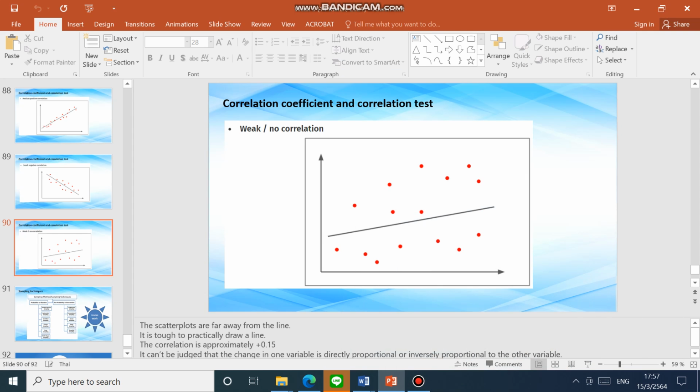I hope you understand, and this is not difficult. It is quite popular, and it is very useful when you set up research questions and you want to compare two independent variables. You can think about the correlation coefficient and also the correlation test.